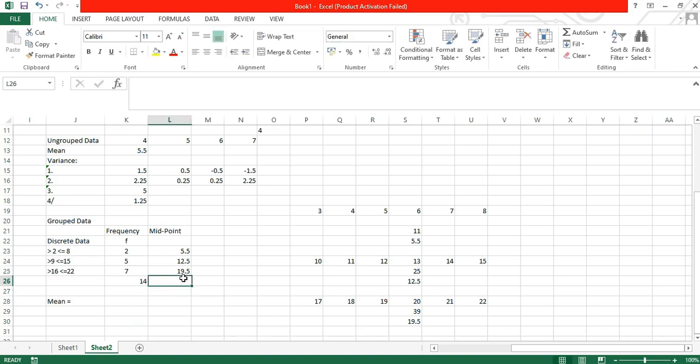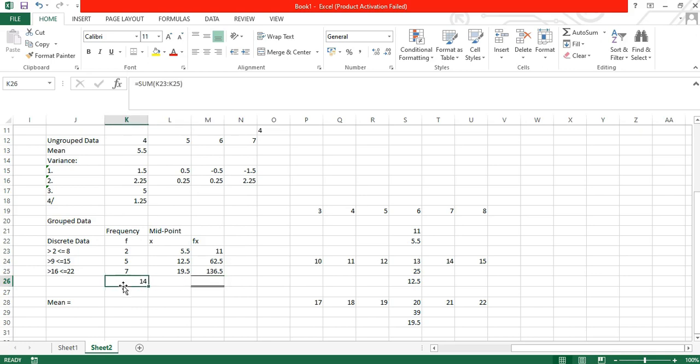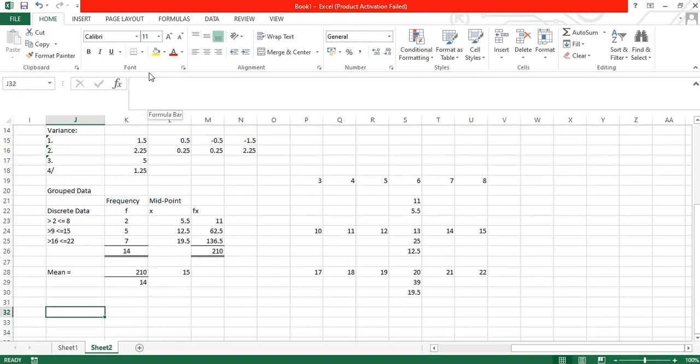Okay, now what do we do next? We multiply the midpoint by the frequency to get fx. So, frequency multiplied by midpoint. Take the total and then take the sum. 210. So the mean is 210 divided by 14, which will give you an answer of 15.